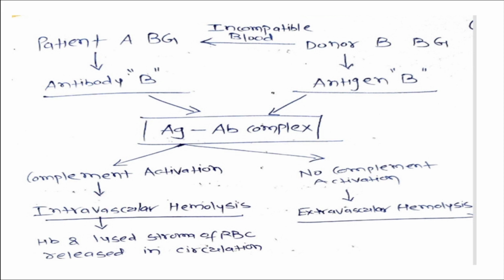But suppose the complement system is not activated, right, then you will have the hemolysis in the spleen or liver, which is known as extravascular hemolysis, in which you will not have hemoglobinuria.